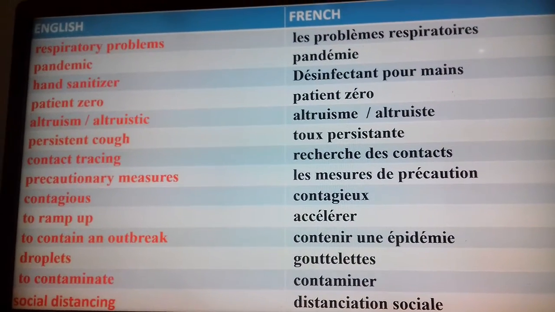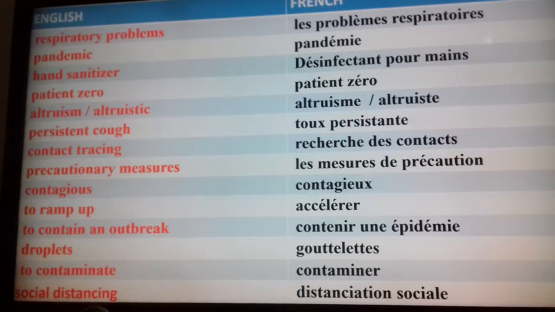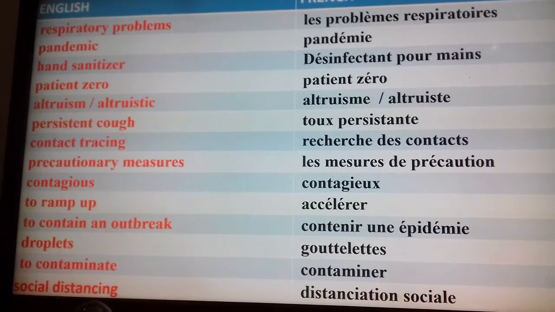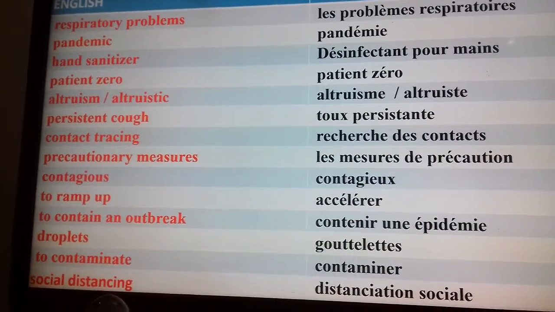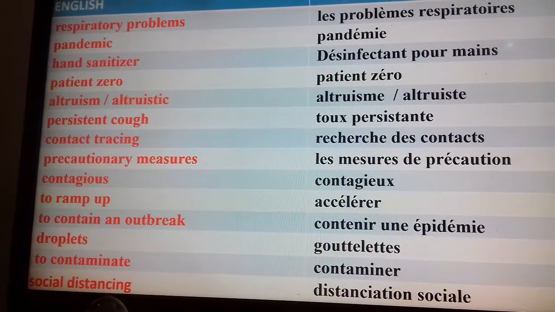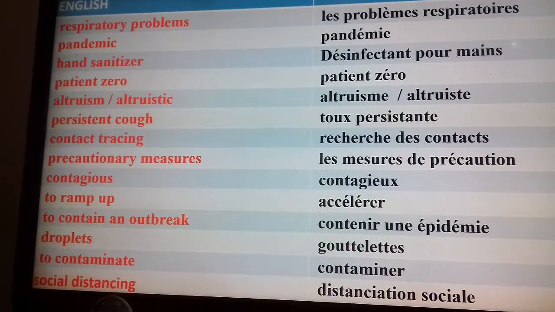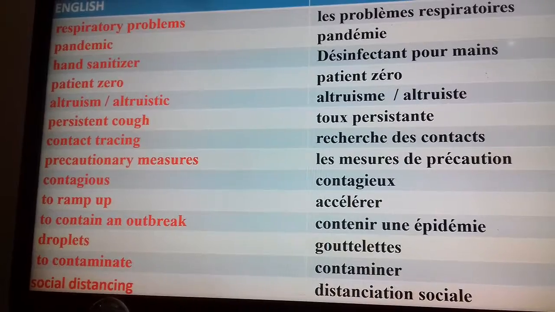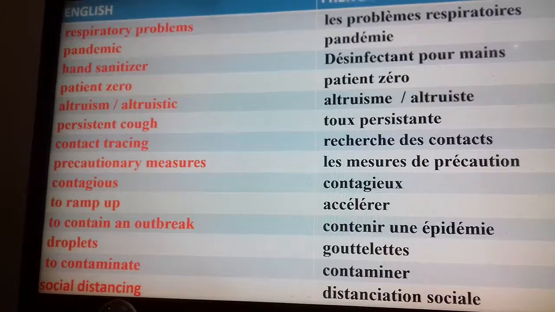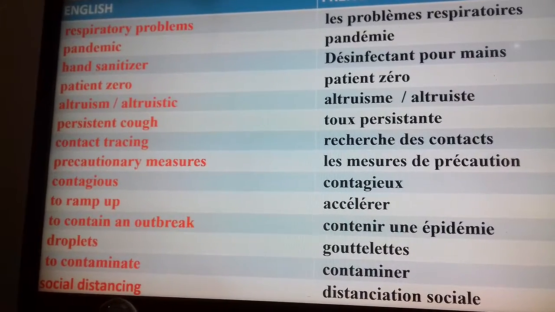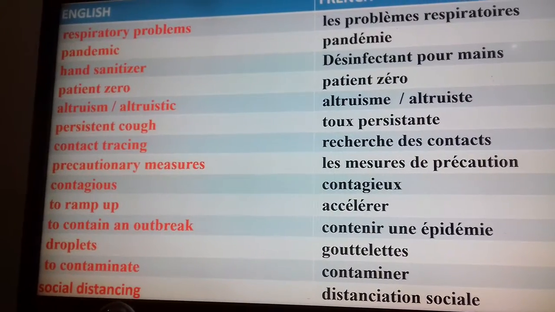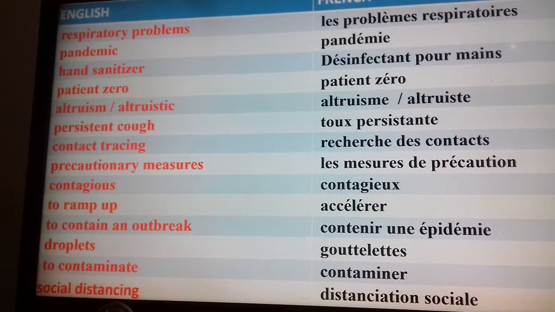On this board, you can see the English translation and French translation of your COVID-19 vocabulary. On your left, you have the English translation, and on your right, the French translation. Respiratory problems, meaning if you have difficulty to breathe. Pandemic, we use this term when we talk about a disease that covers many areas in the world.